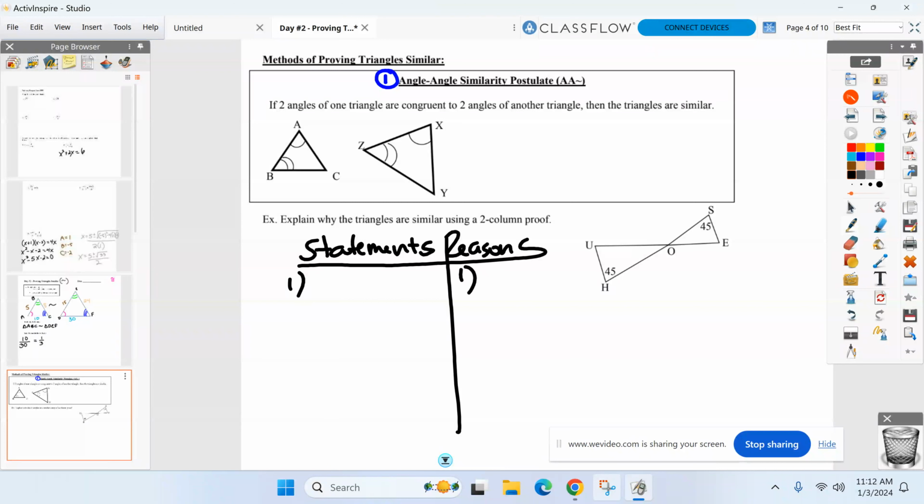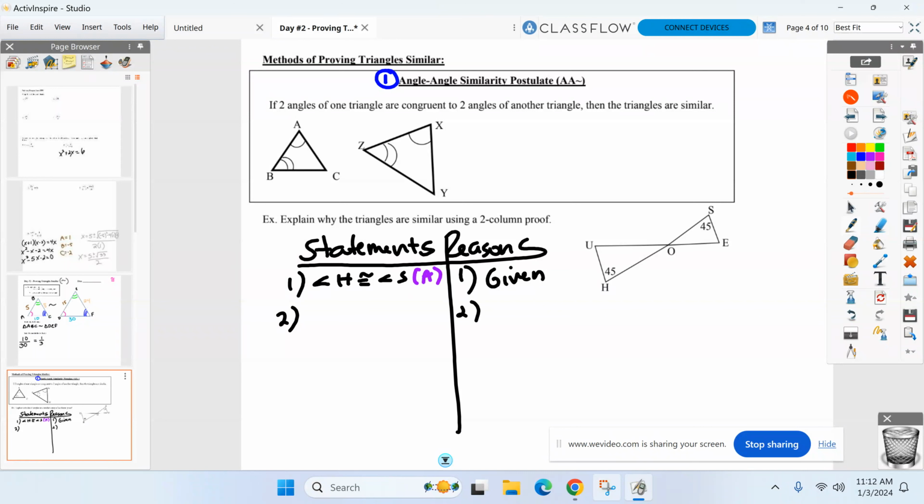What am I giving you here? I did give you something. What about H and S? You already know they are congruent. So H congruent to S. That's what I'm giving to you. But I need to prove these triangles similar. So that means I need another pair. I have one pair of angles. I need another pair now. And real quickly, where's that other pair?